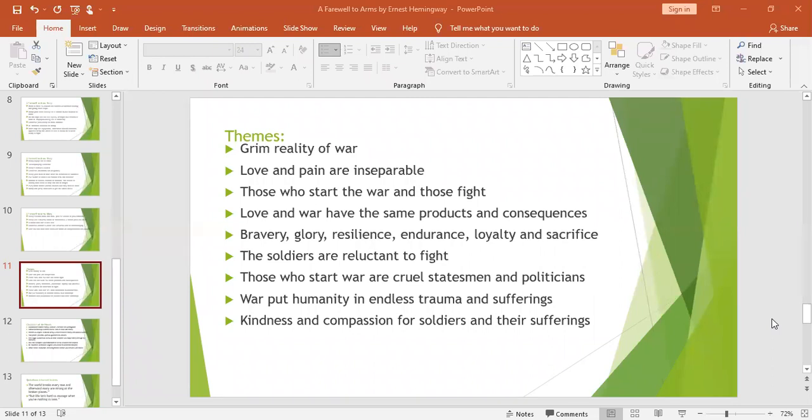So Ernest Hemingway tries to show that whenever there is interaction among human beings, love, kindness, and compassion are the products, the results. So we cannot avoid it.